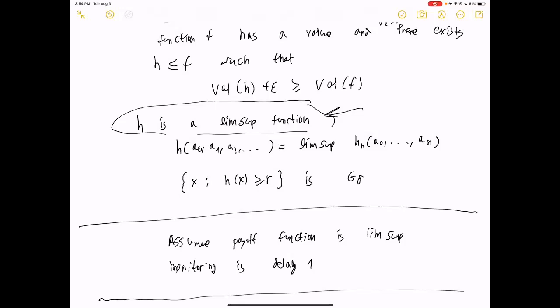Because I view these approximation theorems as very important for their own sake. Okay, yes, thanks.